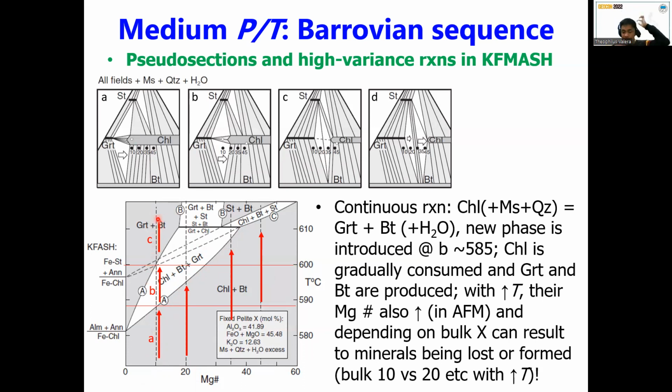Okay? So, continuous reaction, chlorite plus muscovite plus quartz equals garnet plus biotite. A new phase is introduced at B, 585. Chlorite is gradually consumed and garnet and biotite are produced.